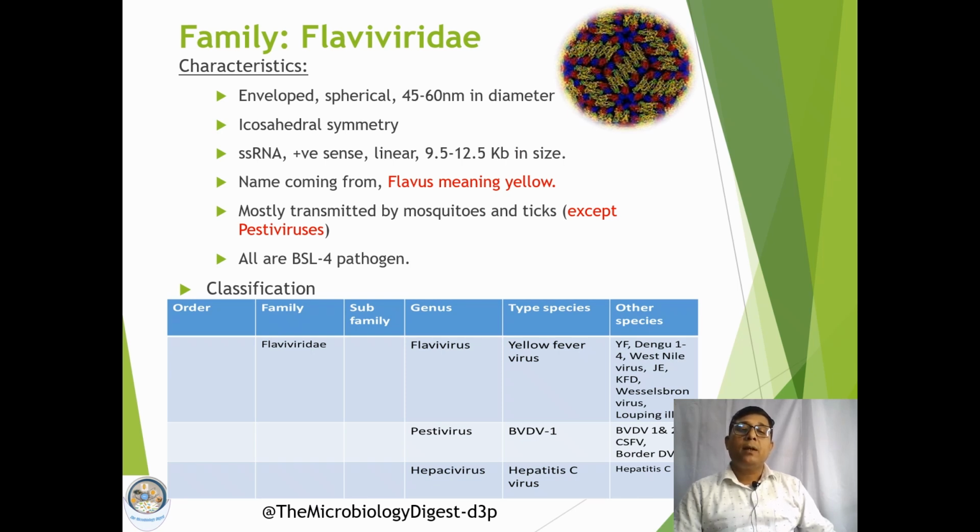So classification: family is Flaviviridae, no subfamily. It has 3 different genera: Flavivirus, type species is yellow fever; Pestivirus, BVDV is the type species; Hepacivirus, hepatitis C is the type species.